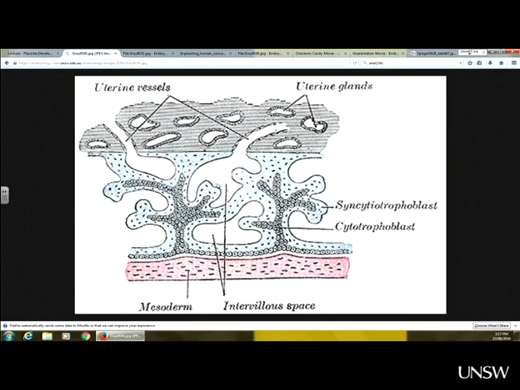But the villi themselves consist of just 2 layers. The cytotrophoblasts form a core within the villi, and the covering layer are syncytial trophoblasts. At this point, the extraembryonic mesoderm has not extended into the villi. So this stage of villi development is described as a primary villi, consisting of just trophoblast cells.